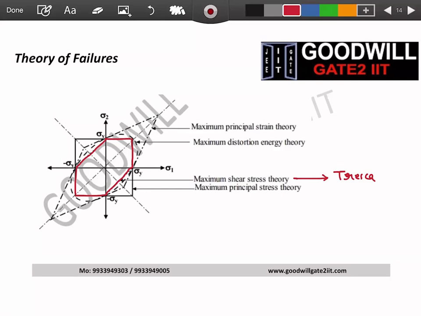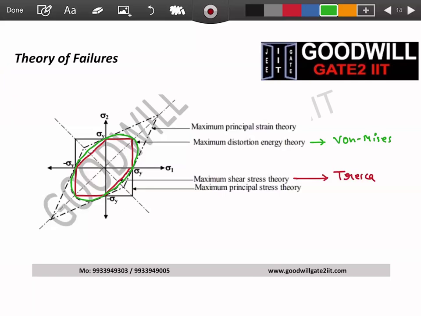Second, we have seen is von Mises, which is maximum distortion energy theory. Now, this is energy based, so it was having some square terms. So theory was this. And you know the distances also. Red line will have 0.5, green line will have 0.57.